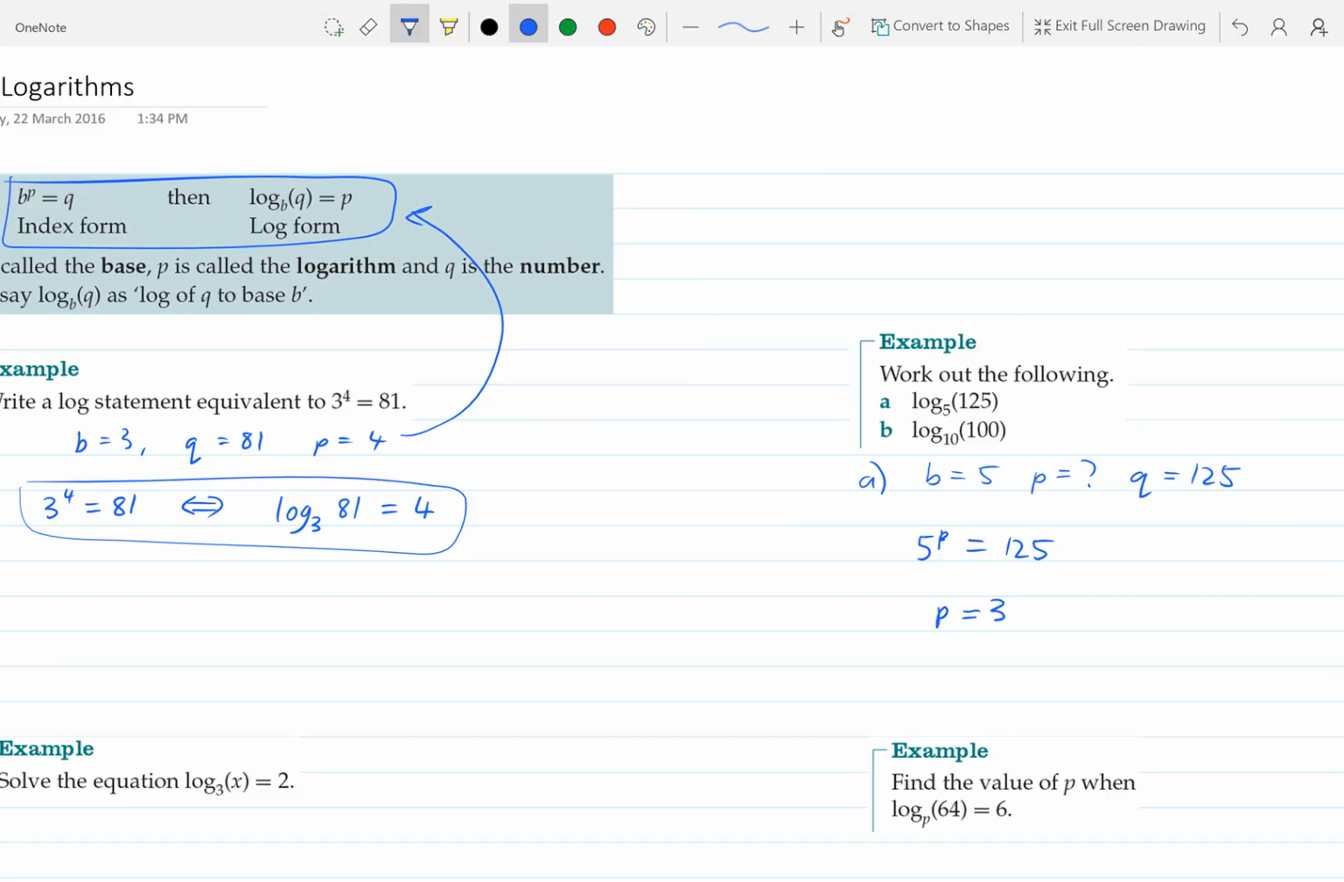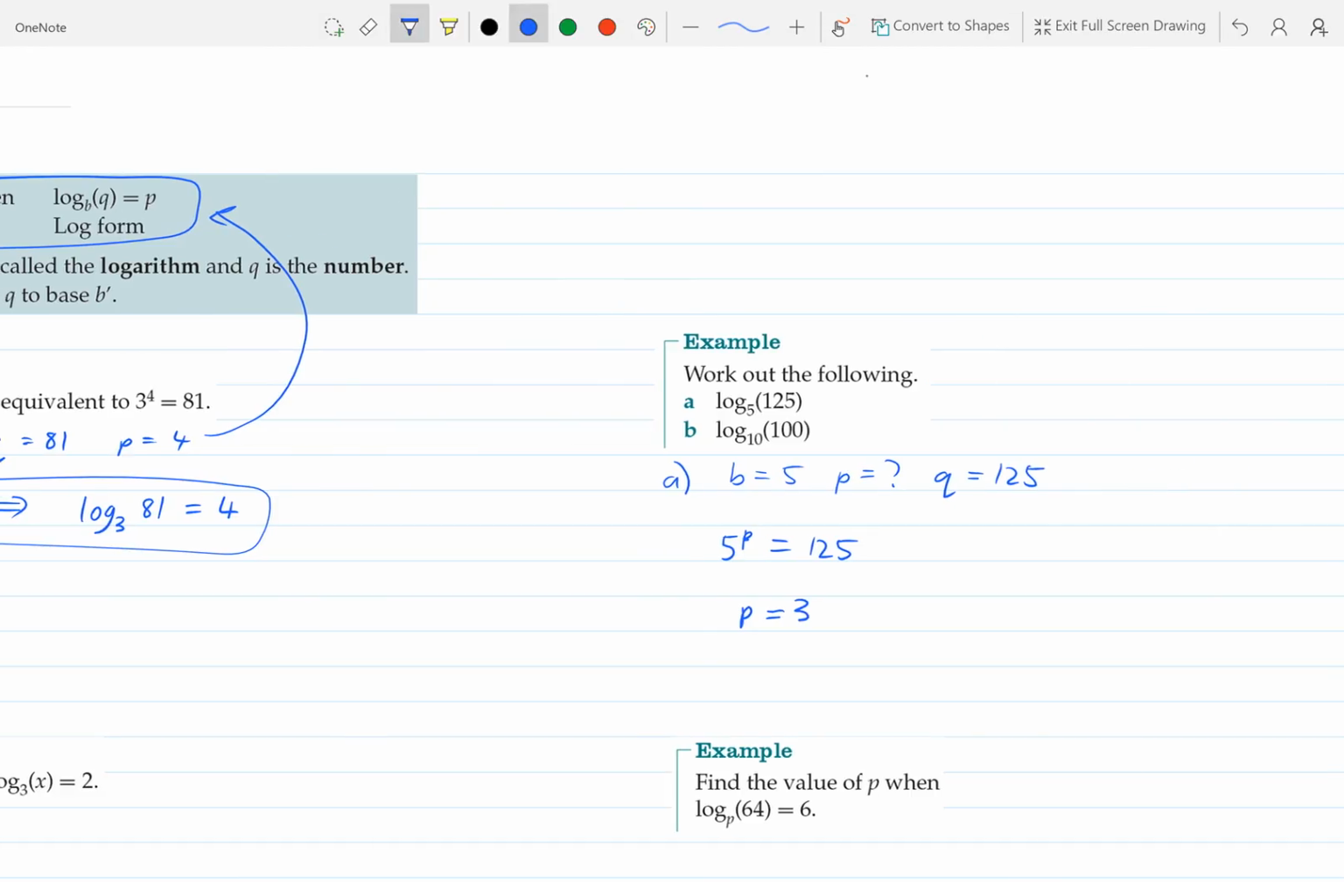Okay, so let's look at question B. For question B, our base would be 10, and our q would be 100. So we're saying 10 to the power of p equals 100. 10 squared is 100, so p would be equal to 2.